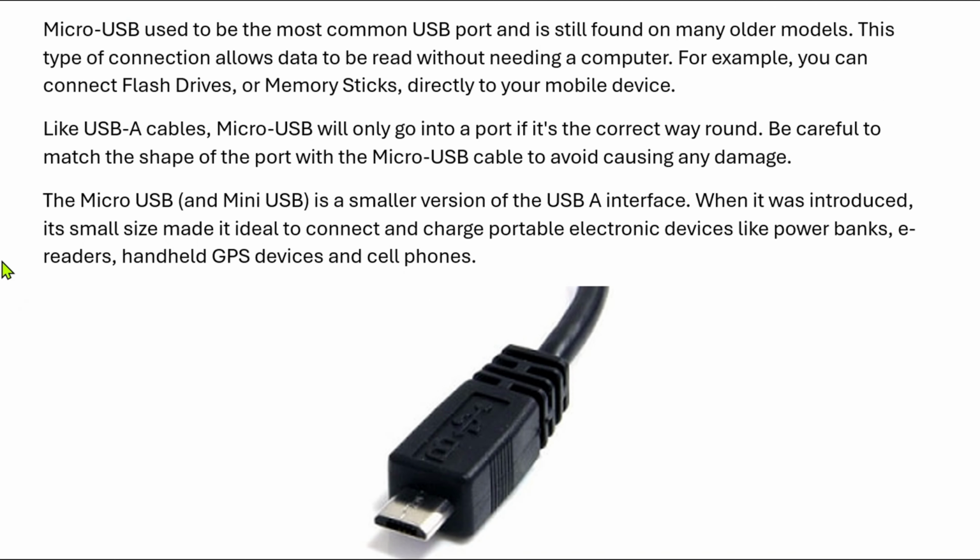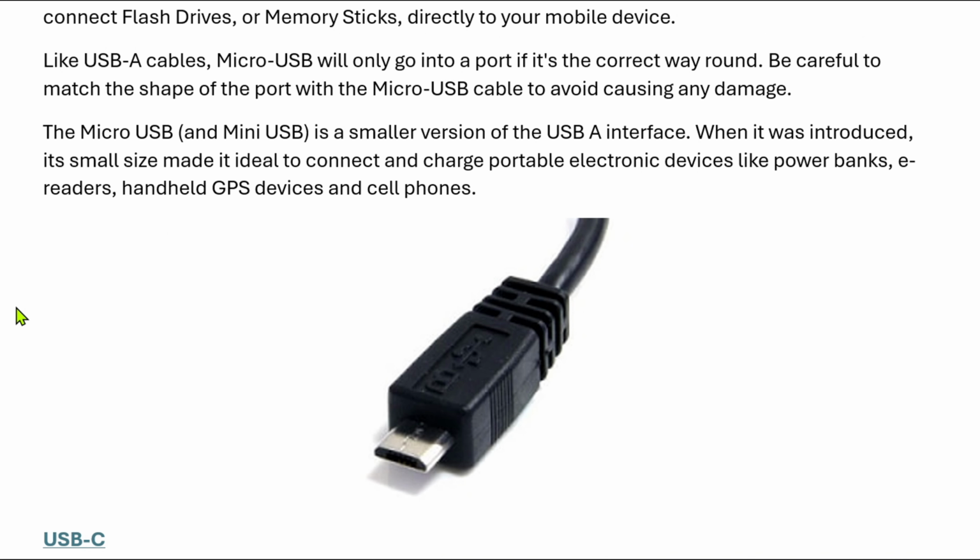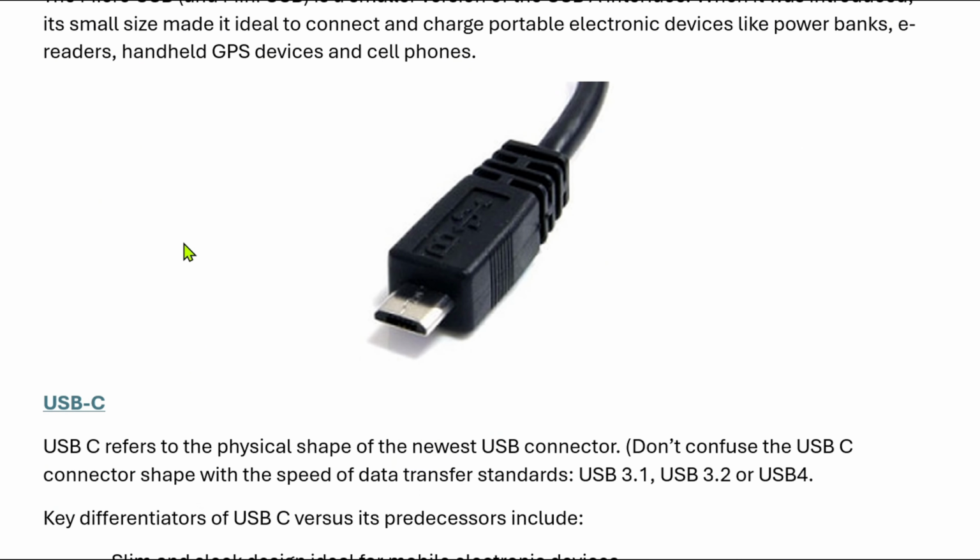Like the USB Type-A cable, micro USB will also go into the port if it's the correct way around. Be careful to watch the shape of the port of the micro USB cable to avoid causing any damage. The micro USB is a smaller version of the USB Type-A interface. When it was introduced, its small size made it ideal to connect and charge portable electronic devices like power banks, e-readers, handheld GPS devices and mobile phones. Earlier, most Android mobile phones used to ship with this USB.